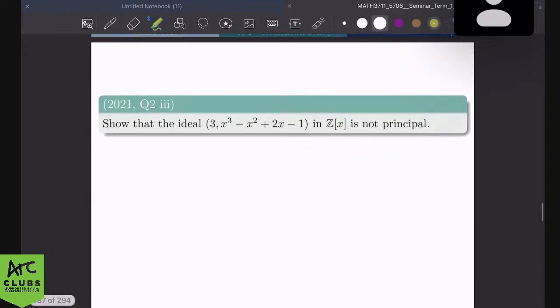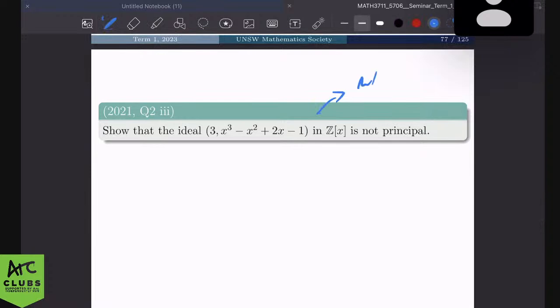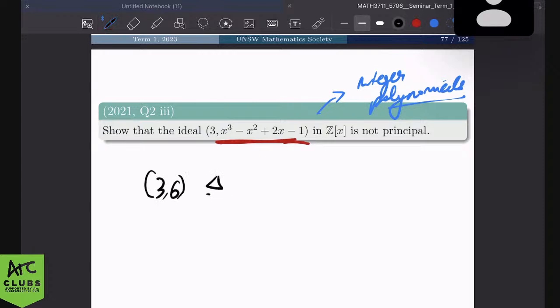All right, sweet. So this question is talking about an ideal in Z[x], and as we talked about before, this is the set of all integer polynomials. We need to show it's not principal, okay? And so you might look at this and say it's generated by two elements, of course it's not principal. But sometimes, for example, the ideal generated by 3 and 6 in Z is actually the same thing as the ideal generated by 3, right?